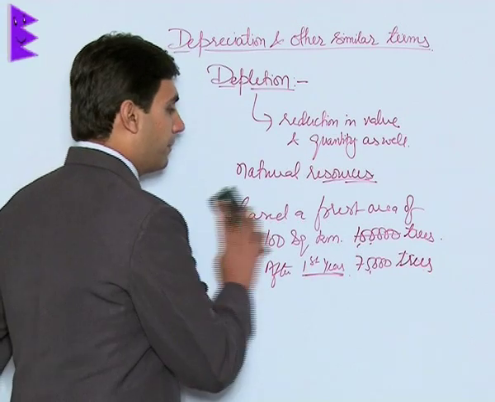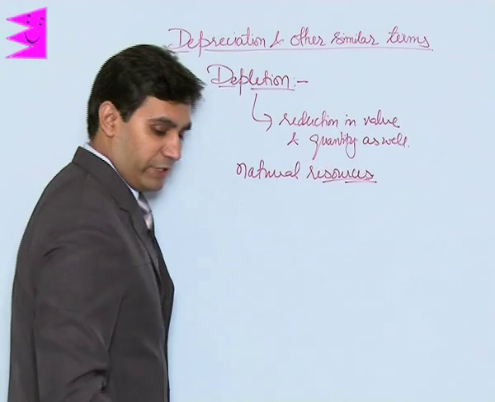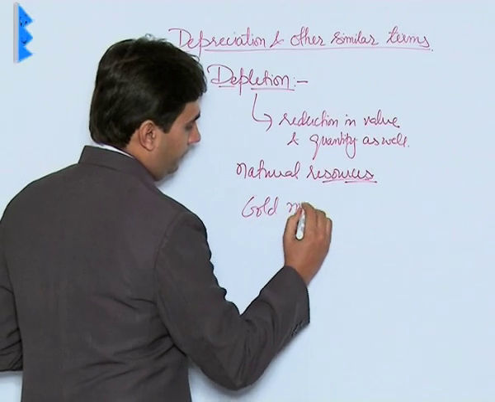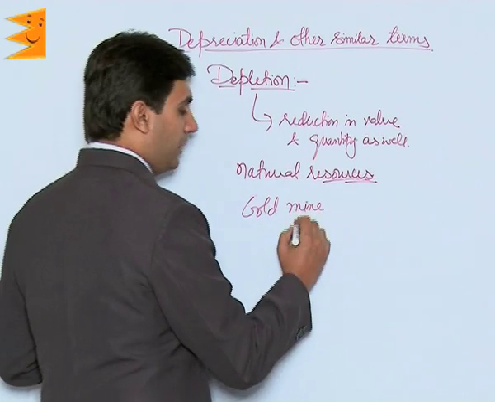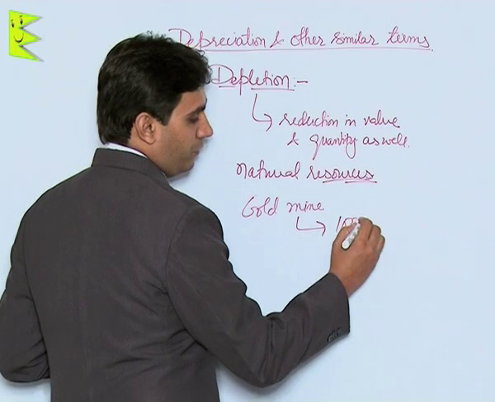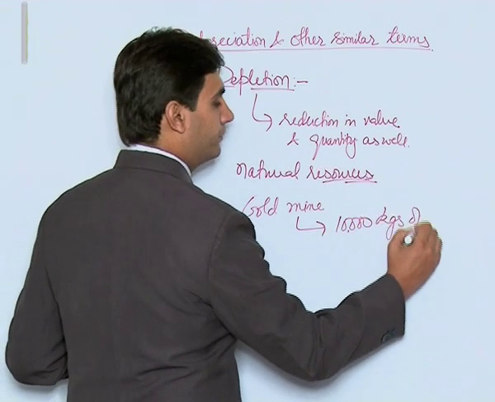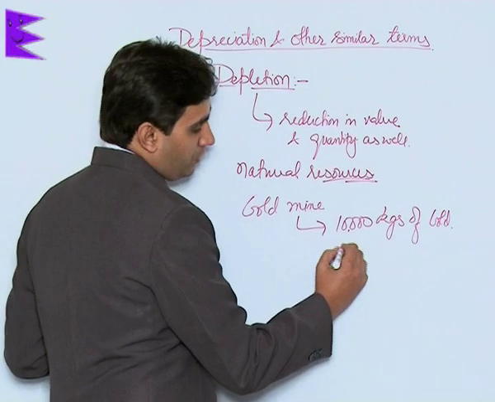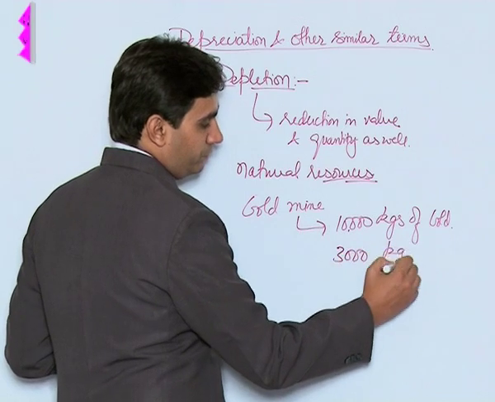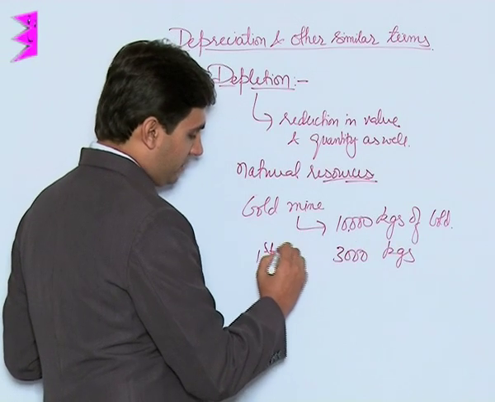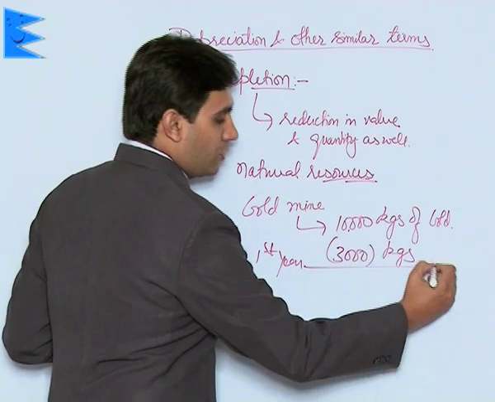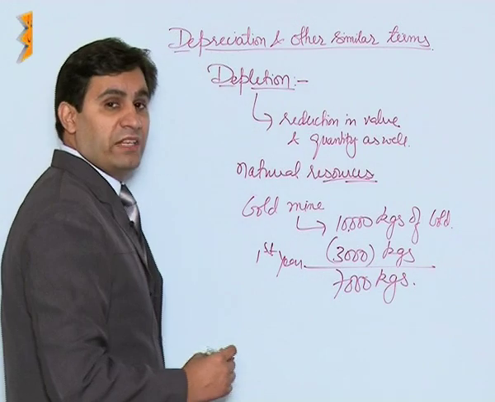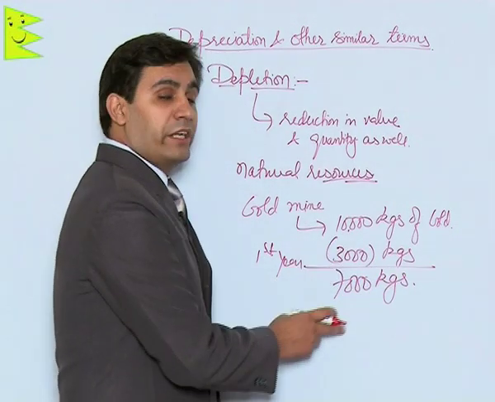Let's say you leased a mine, let's say a gold mine for example, and this mine is supposed to contain 10,000 kgs of gold. In the first year you extracted 3,000 kgs of gold. So next year only 7,000 remains. That means the value of the mine would be reduced as it has less quantity of gold.